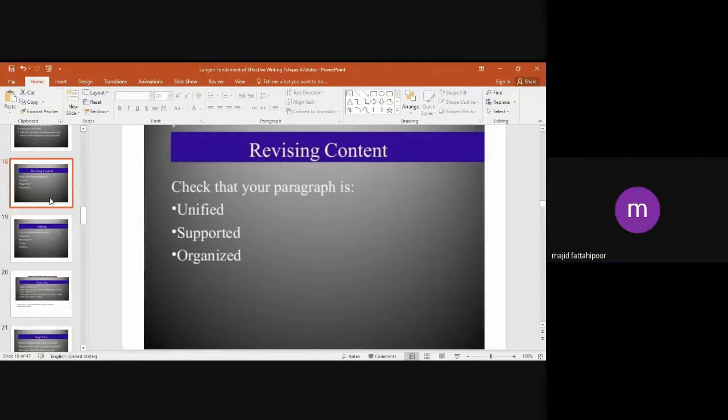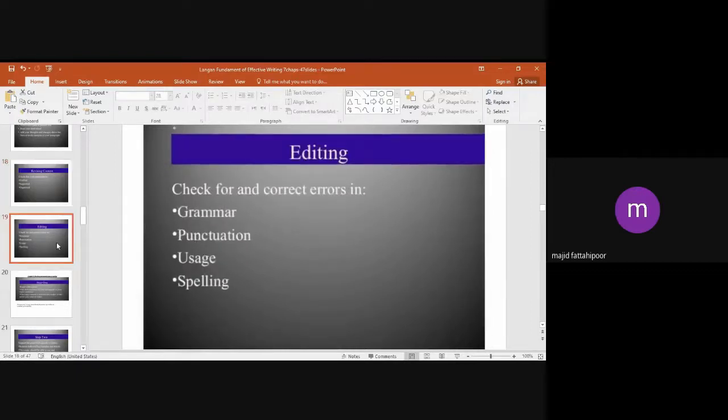So I just want to put it another way, okay, that unity, organization, support take precedence, or emphasize more, or take precedence means come first, okay, for a paragraph. And then we go to, and they cannot be done with a machine. More importantly, you cannot use computer help in this stage. But you can use computer help, a lot of computer help, in the editing stage.